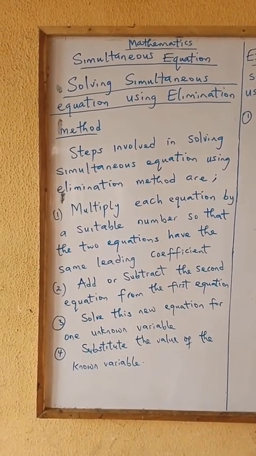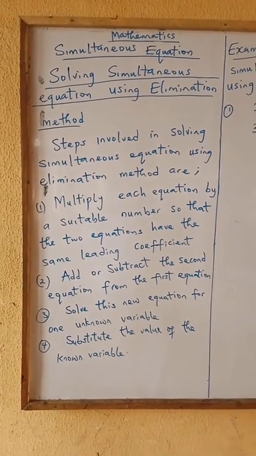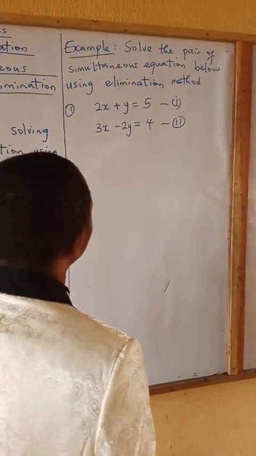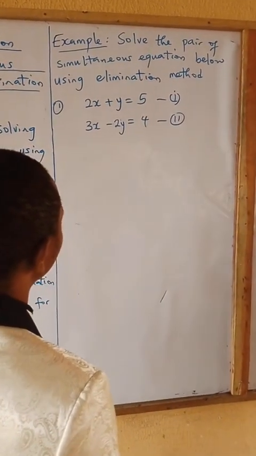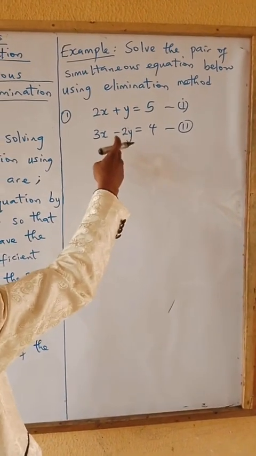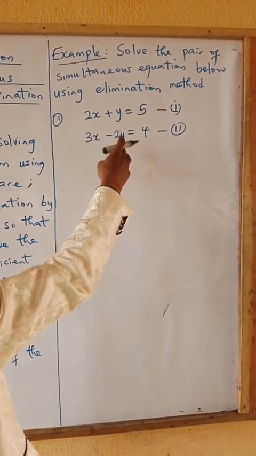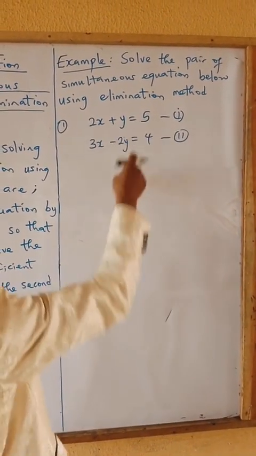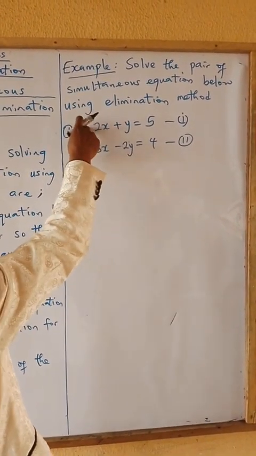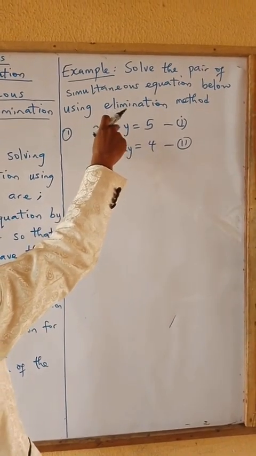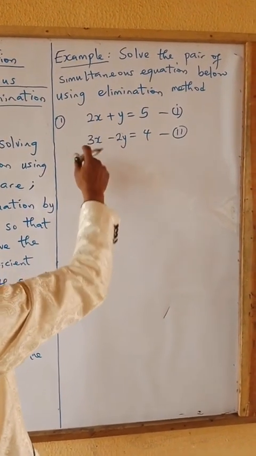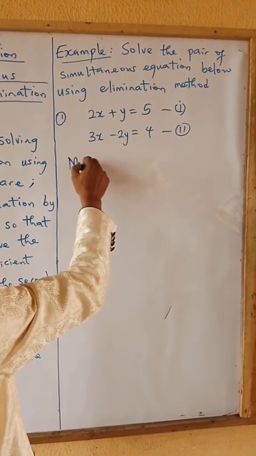So we have one example to solve for today. Solve the pair of simultaneous equations below using the elimination method. The first thing that we need to do is to make the coefficients of one of the leading variables equal. Then the only thing that we can do is to multiply the first equation by 3 and equation 2 by 2.